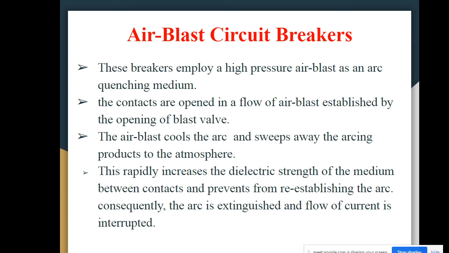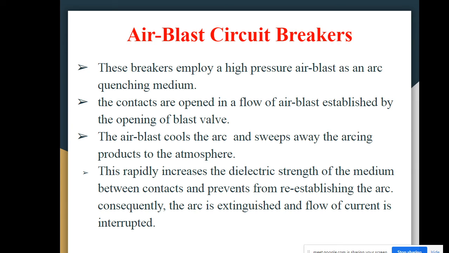Now the second circuit breaker is the air blast circuit breaker. Here we are using air as the medium. Here also we see how we are increasing the dielectric strength of the medium at the moment the fault current is reaching zero or just crossing zero. These breakers employ a high pressure air blast as an arc quenching medium, as an arc extinguishing medium. The contacts will open when the fault occurs, in the flow of air blast which is established by the one valve.